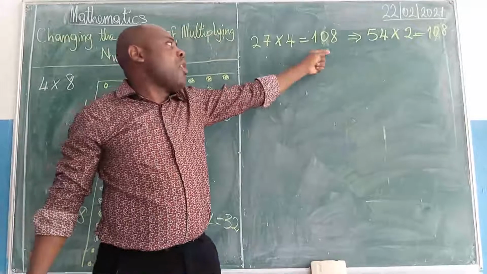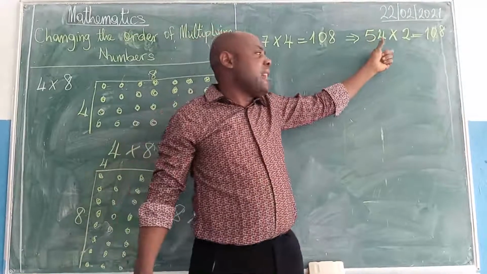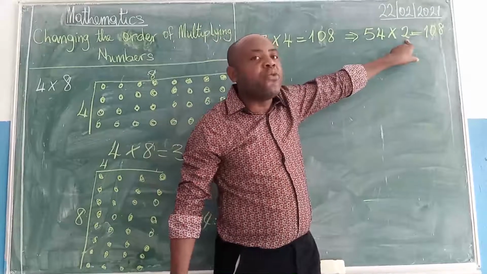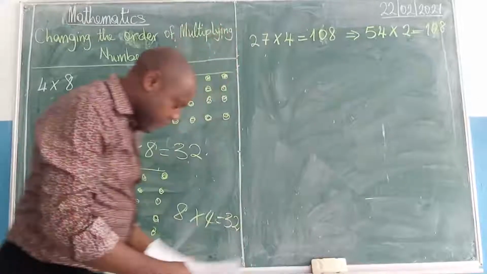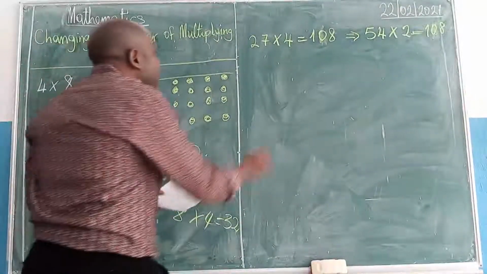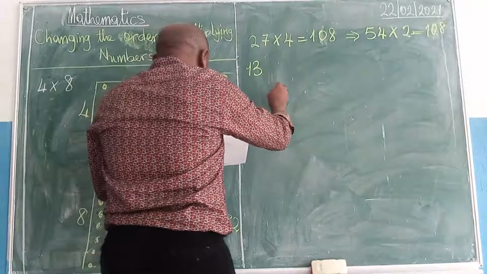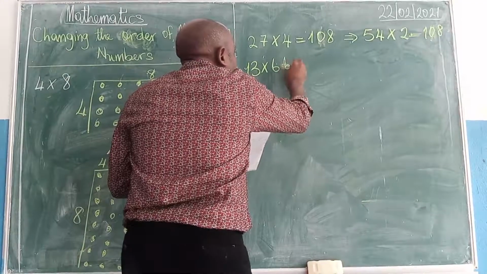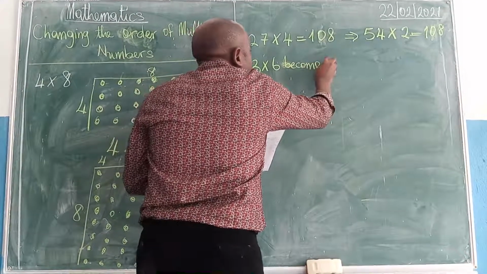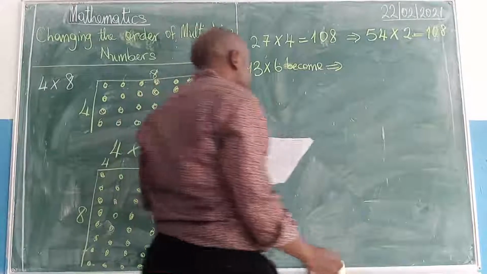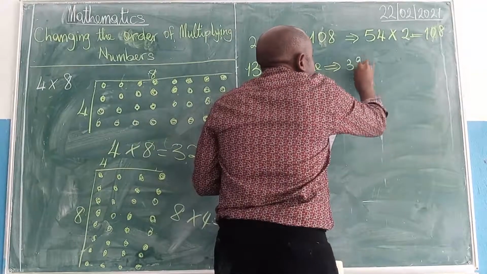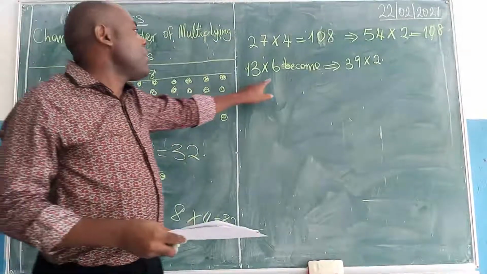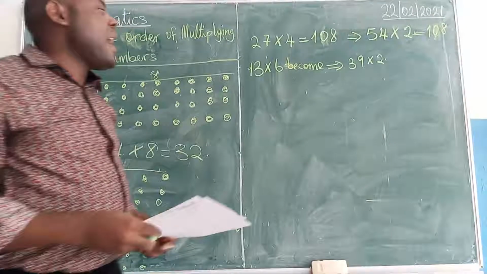We look for the product, we have the product, and we look at the answer when we have it, and then we take the answer again and multiply it by 2 to have that product. The next example we have 30 times 6. This one becomes 39 times 2. 30 by 6 becomes 39 by 2.